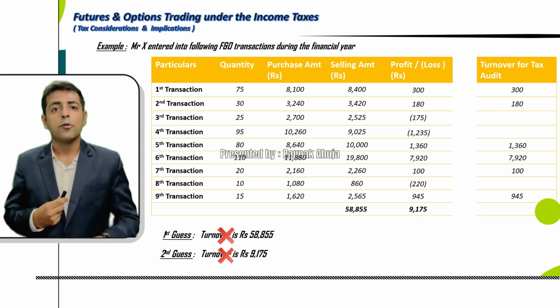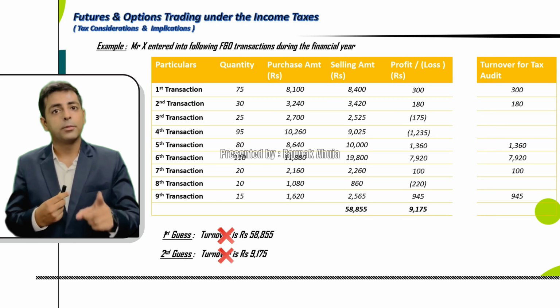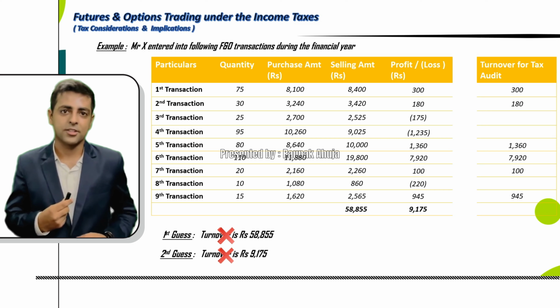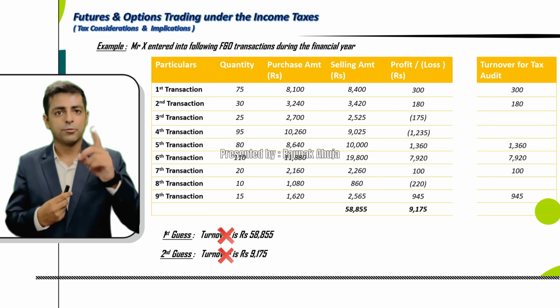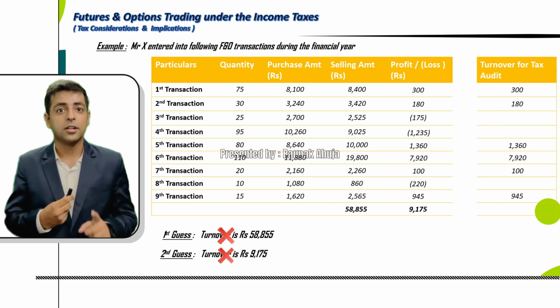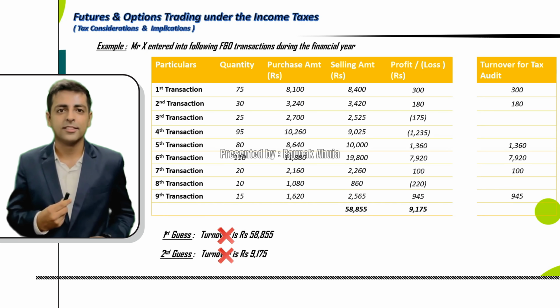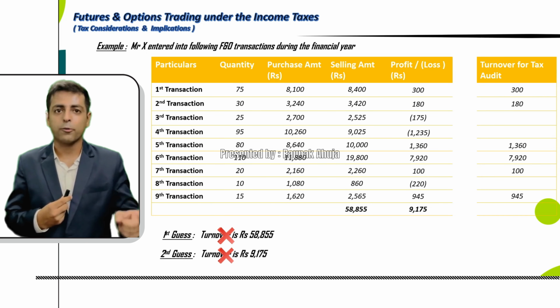First of all, for all the transactions that resulted in a profit, the profit will be the turnover of such transaction. That is, for the first transaction, if the profit is rupees 300, then the turnover for such transaction would also be rupees 300. Likewise, for all the profitable transactions.